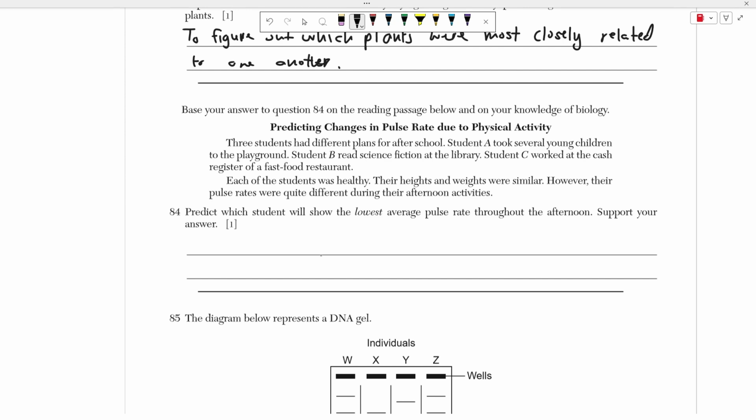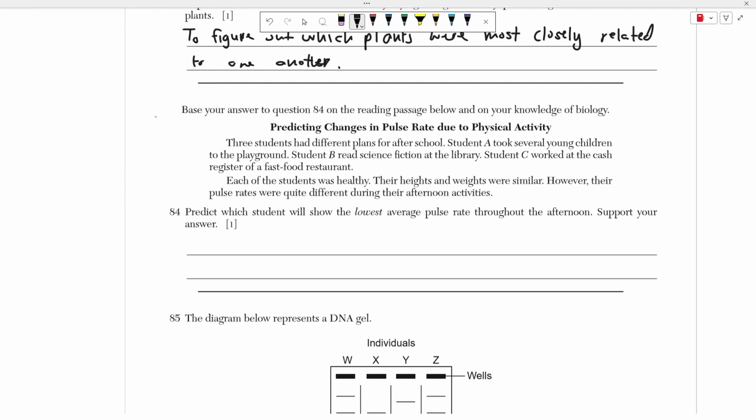So which one of these kids? My whole point is that people that are very active, that are physically active, are going to have high pulses. So which one of these students is not doing something that's physically demanding? Well, watching several young children is physically demanding, and walking to the park is physically demanding, right?